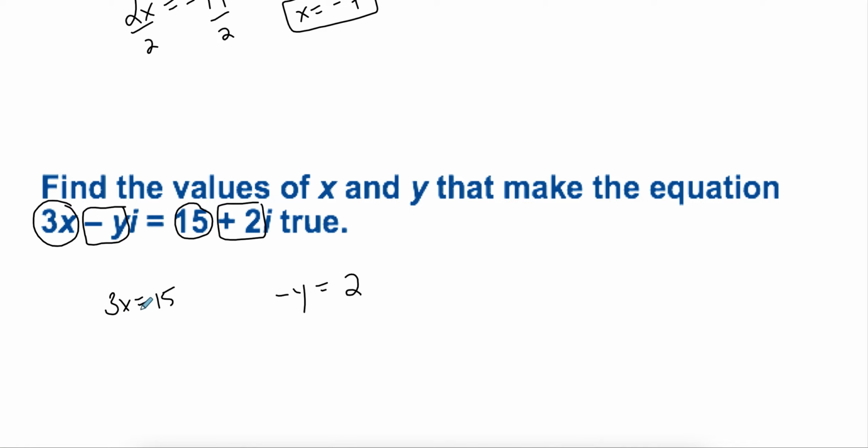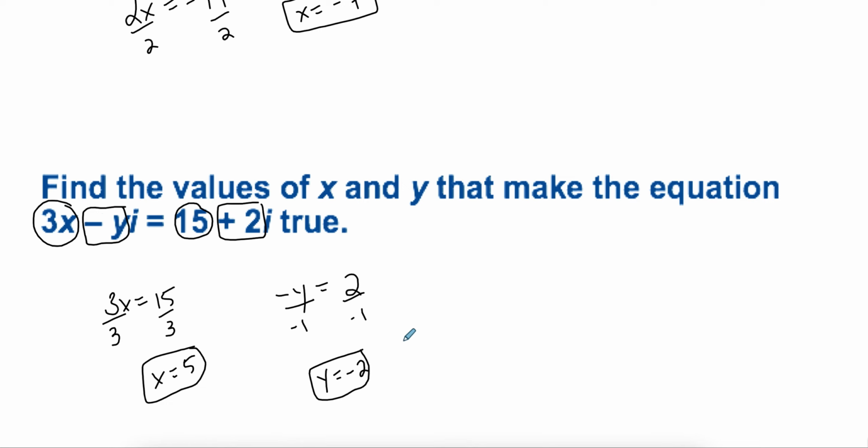And then we've got to do a little bit of algebra on these two. So divide this by 3, x equals 5. And then we divide this by -1, y equals -2. And you should be able to put these in here, okay? So 3 times 5 is 15 minus -2, so it would be a +2. That works out. You should be able to check these answers, okay? So that's complex number equations.